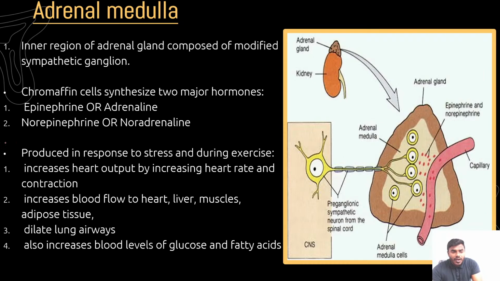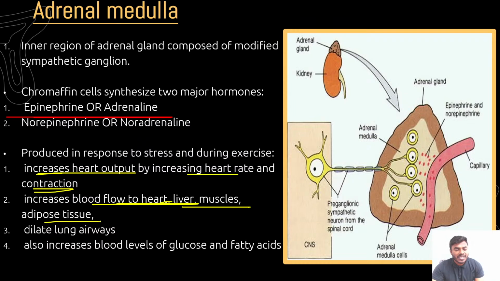Now, friends, what is the function of adrenaline? All the students follow me. There is no doubt we call the adrenaline hormone the most important hormone in our body. But the reason we call it the most important hormone is not because it is released in emergency conditions. No, the reason we call it the most important hormone in our entire body is because it increases heart output, by increasing the heart rate and contraction. Every student follow me correctly. It increases blood flow to the heart, liver, muscles, and adipose tissue.